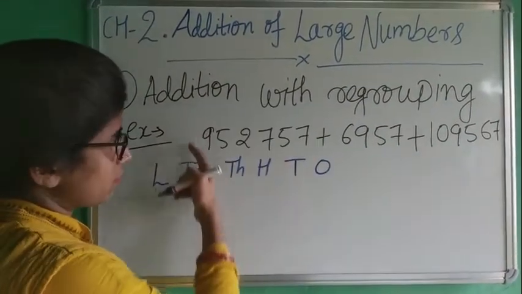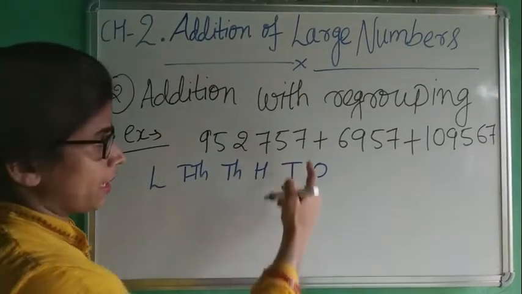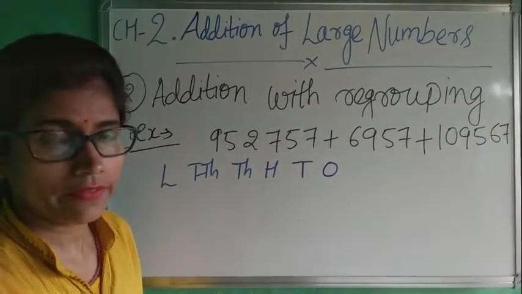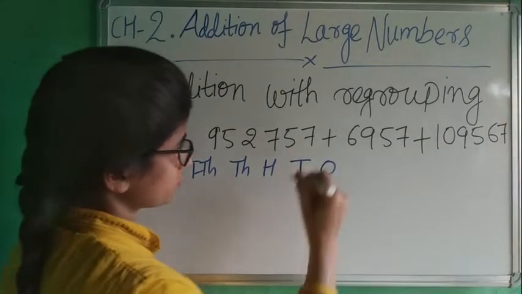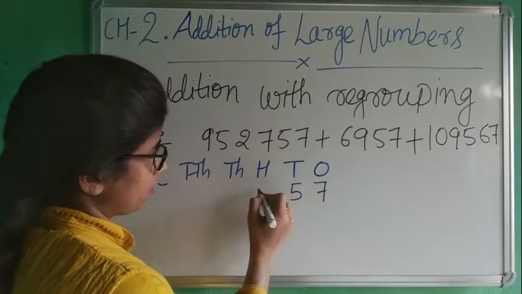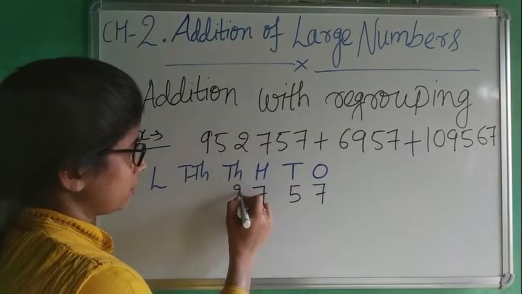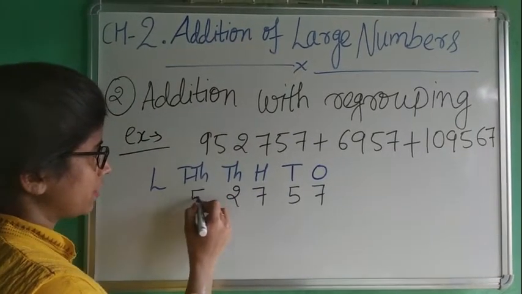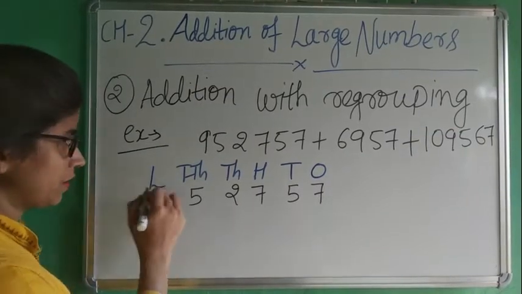I am going to arrange the first number. Okay. So at the ones place, what are you having? 7. At tens, 5. At hundreds, 7. At thousands, 2. At 10,000, 5, and at lakh, 9.